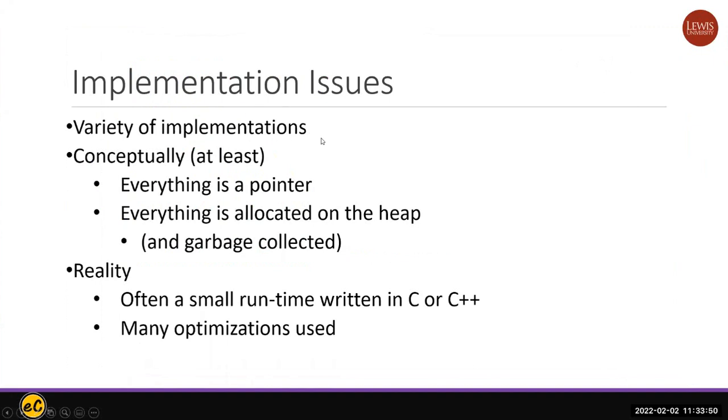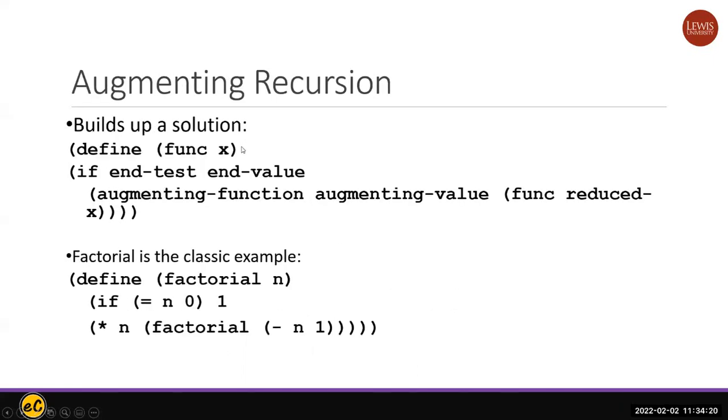Implementation issues. There are several different implementations of the Scheme interpreter, and there are also compilers. Conceptually, at least, everything is a pointer in the Scheme language. You can also call it a reference, and everything is located in a heap, with garbage collection. In reality, it's a small runtime written in C or C++. So the Scheme compiler is very tiny, which is very good in terms of area saving, if you just want to use Scheme as an interpreter and do computation.